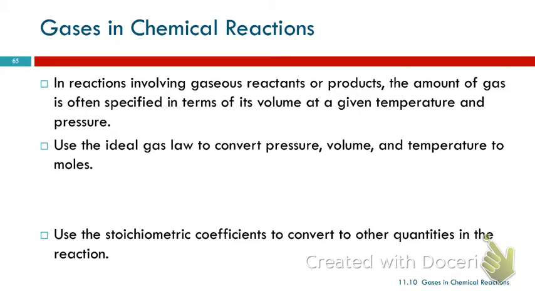So sometimes when we do a chemical reaction, one of the reactants is a gas or one of the products is a gas. And so instead of measuring the mass, we would measure the volume, the temperature, and the pressure. We can calculate the moles using the ideal gas law. So from the ideal gas law, the moles of gas would be the pressure times the volume divided by R times the temperature.